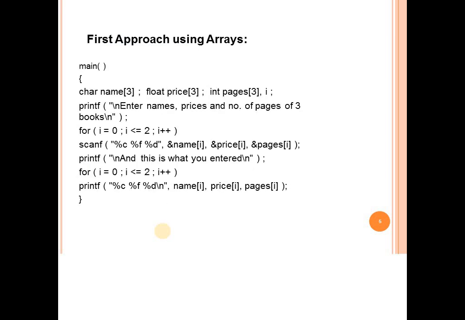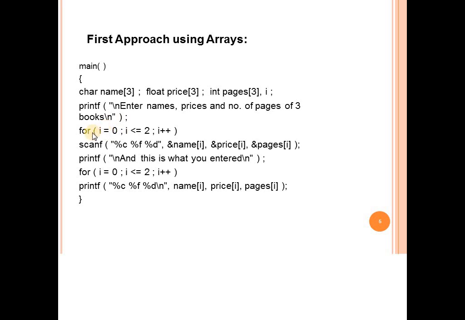This is our first approach, where I am showing you a program which uses arrays to store the book information. Initially, in this main function I am declaring a character array to store the names, an array to store the prices of books, and an integer array to store the number of pages. Then I give one message to the user with printf: enter the names, book prices and number of pages of how many books?